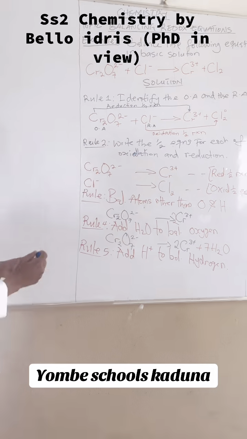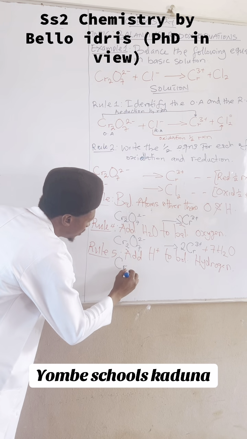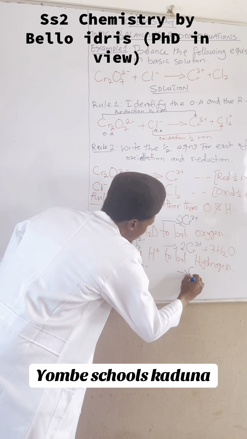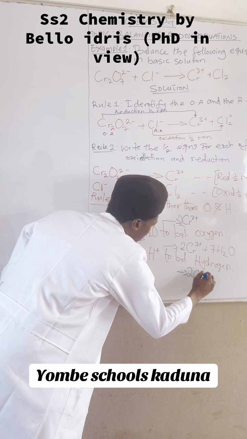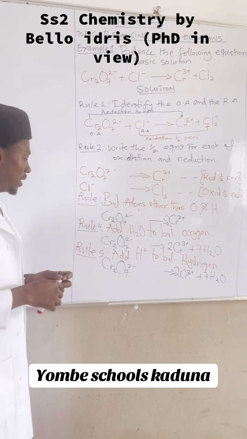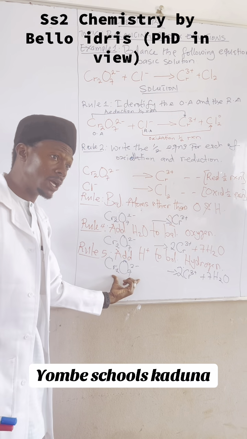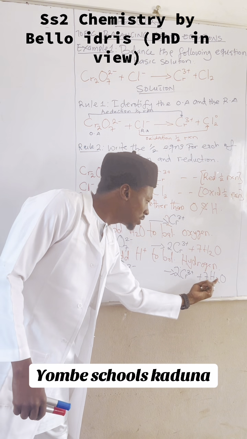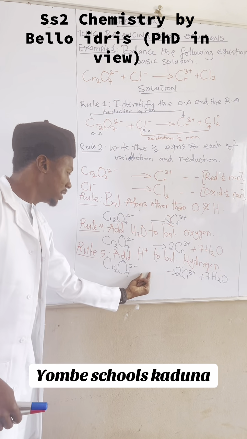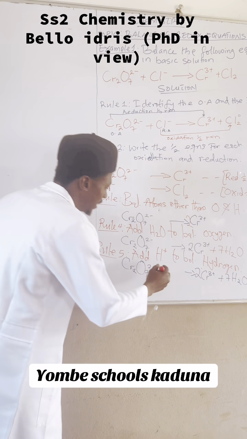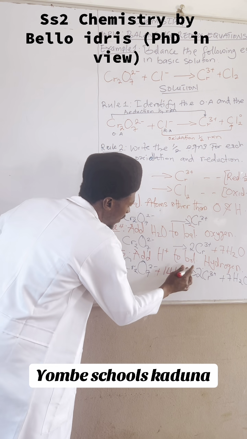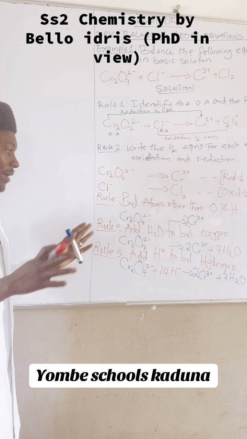We will still rewrite the equation. So it is now Cr2O7 2- arrow 2Cr3+ plus 7H2O. Are we together? Now we count. How many hydrogens do we have here? 2 times 7 is what? 14. We have 14 hydrogens on the right hand side and in the left hand side, none. So we are now to add plus 14 H+. We have succeeded in balancing the hydrogen now.